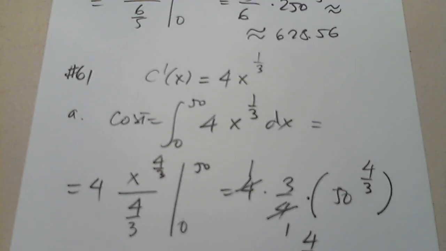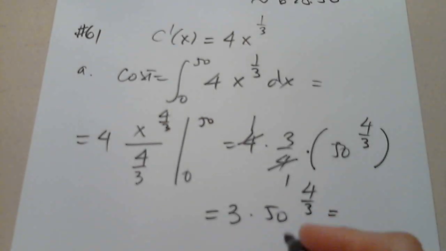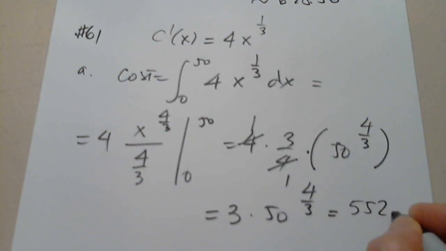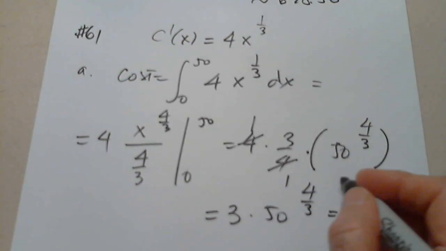Okay, so 3 times, and 50 is taken to power 4/3. Okay, so the total cost for the first 50 square feet, 552.60.